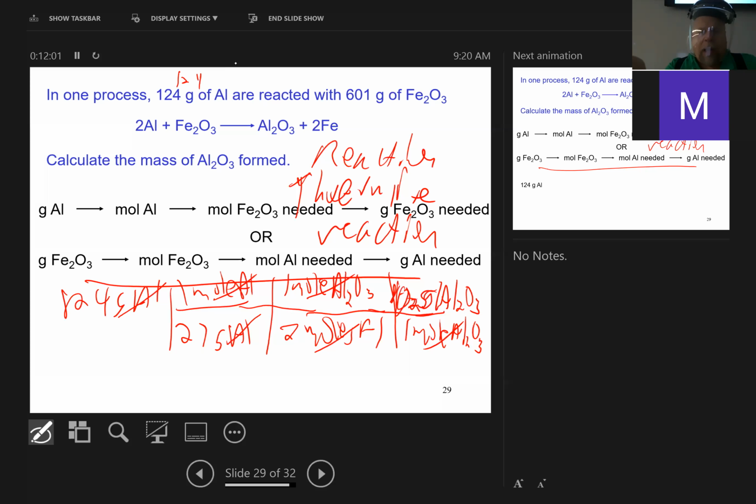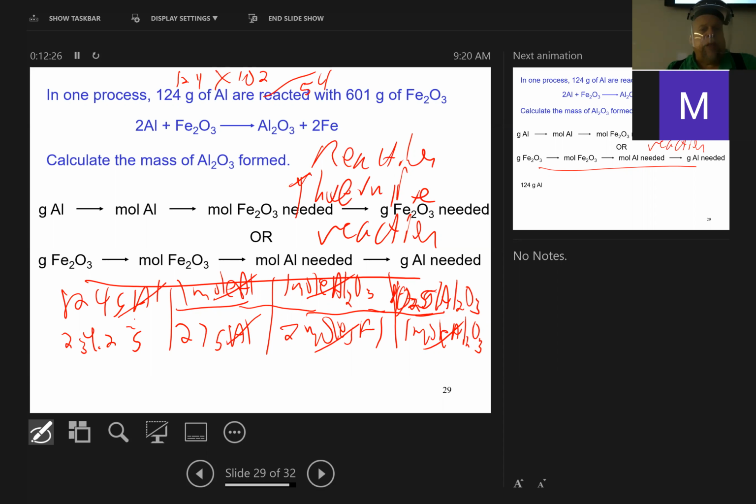124 times 102, and divide that by 54. What does that number equal? 234.22, right? 234.22 grams. Okay, so write that down, please.